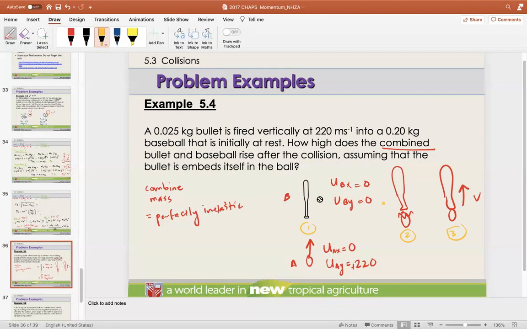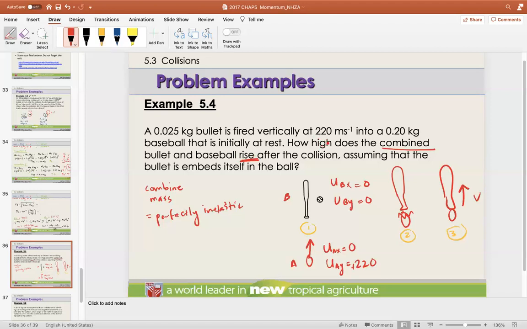Okay, so this is our situation one. Situation two, it collides. And then situation three, it combines and moves together. It's asking you how high does the combined bullet and baseball rise? It's asking you what is the height?